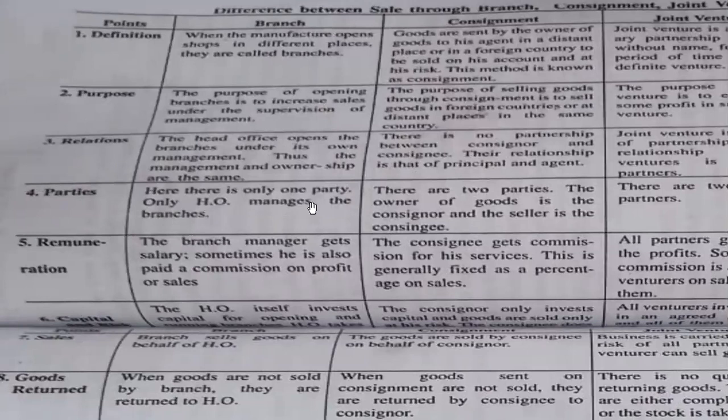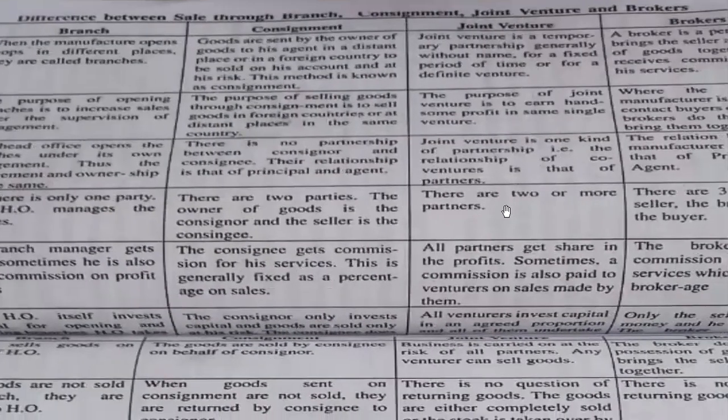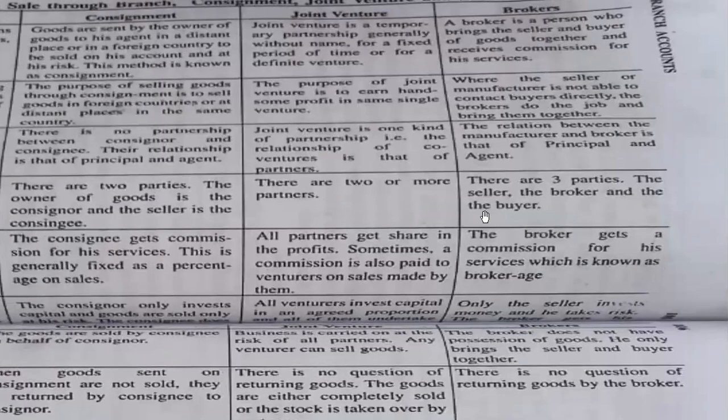Parties. Here there is only one party, only head office manages the branches. In consignment, we know that there are two parties. One is the owner of the goods, which is treated as consignor, and the seller is the consignee. In joint ventures, there are two or more partners. In brokers, there are three parties: the seller, the broker, and the buyer.